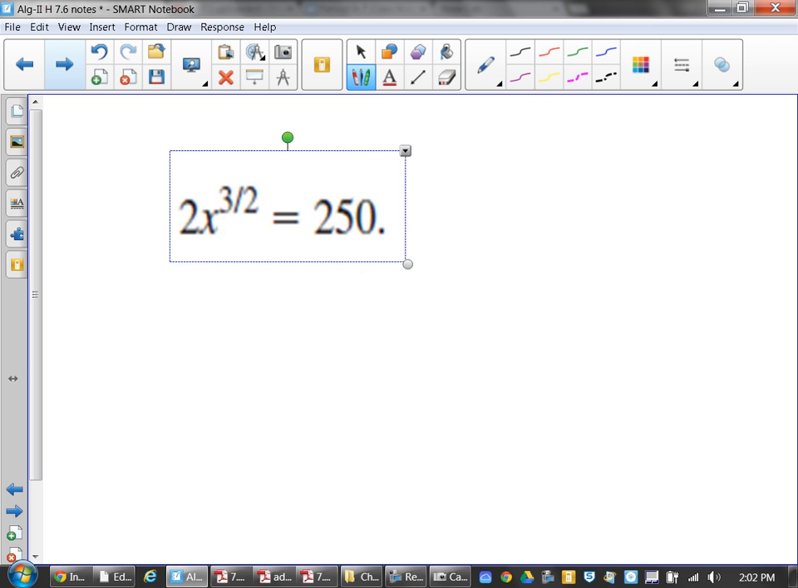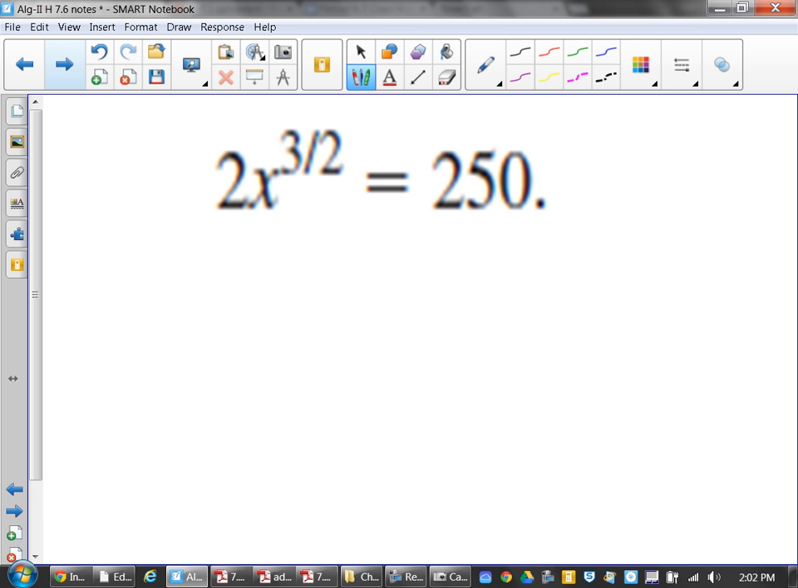Does it change when you have fractional exponents? Probably not. So we have 2x to the 3 halves is 250. Now when you have 2x to the 3 halves, you cannot work with your exponents until you get rid of the 2. How do you get rid of the 2? Divide both sides by 2 to start with. You have x to the 3 halves is 125.